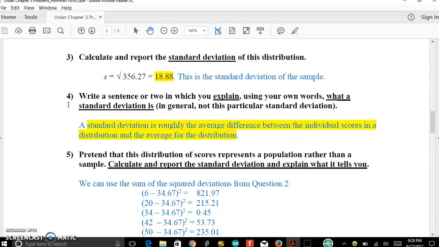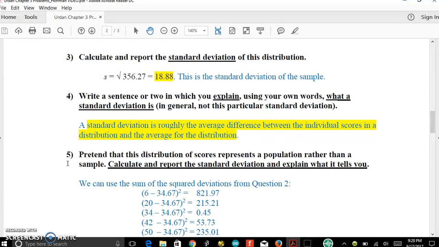Question 4. We're asked to write a sentence or two in which you explain, using your own words, what a standard deviation is in general, not this particular standard deviation. A standard deviation is roughly the average difference between the individual scores in a distribution and the average for the distribution. A sample standard deviation is an estimate of the population standard deviation.